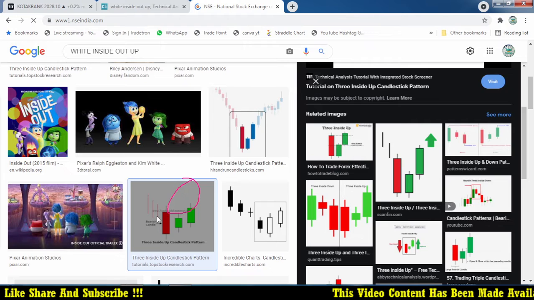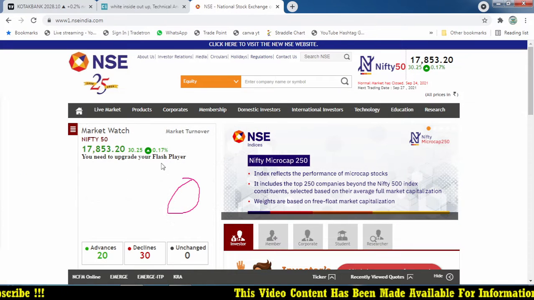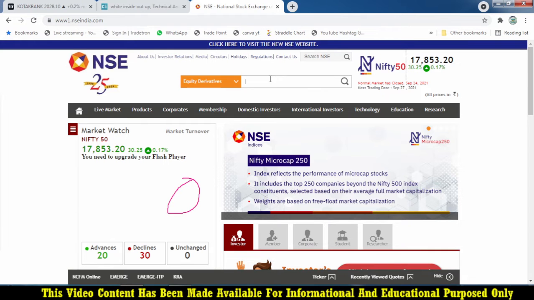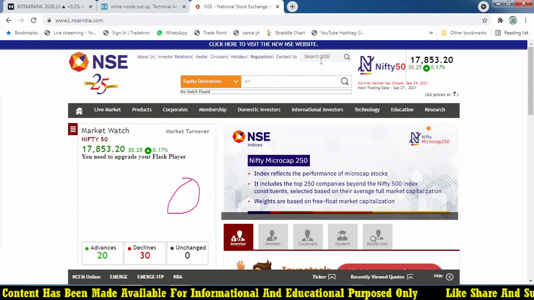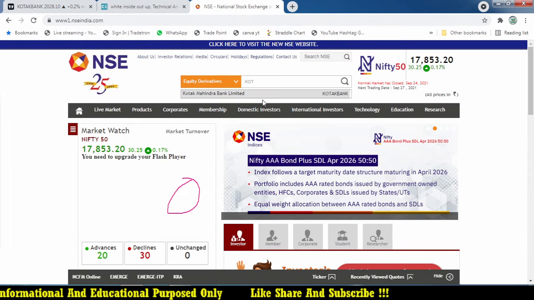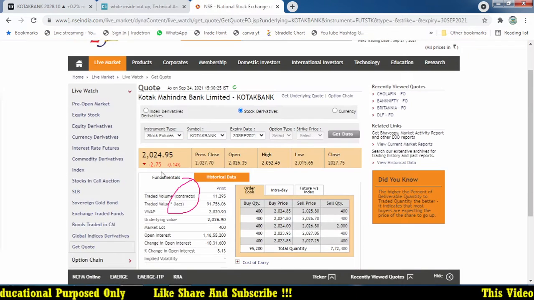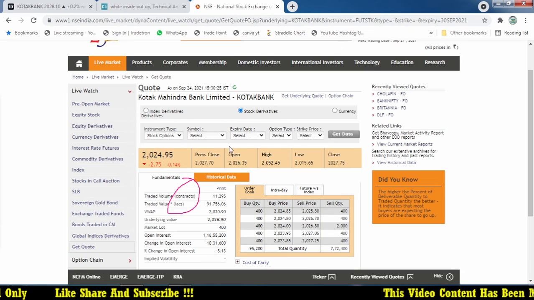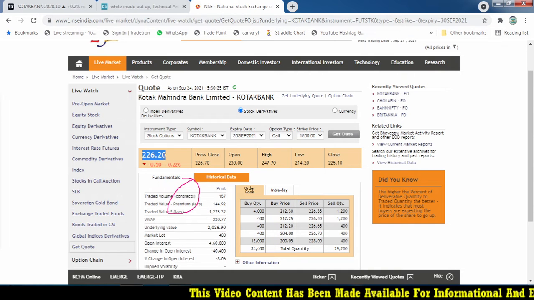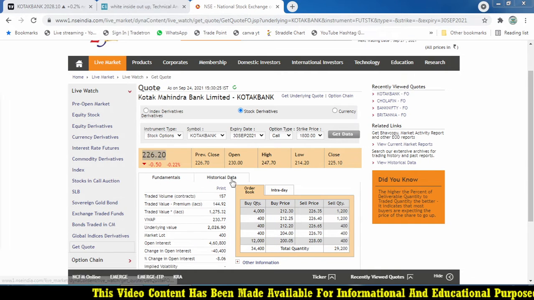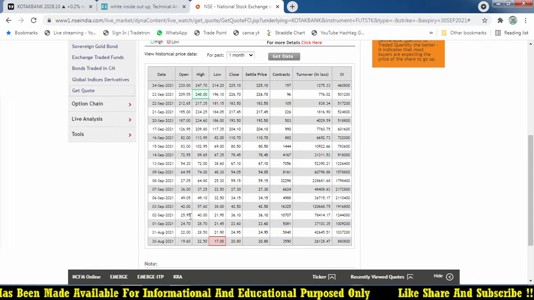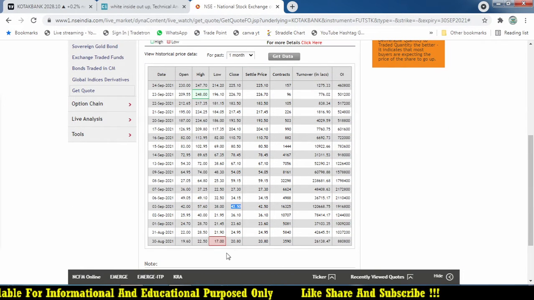So let's open the NSE website. We will see directly instead of checking with the option charts. Let me see here Kotak Bank, 1800 call option. So that is what I'm going to take now. I'm going directly for the stock option and the 1800 call. Currently it is trading at 226 rupees. On 3rd September, I'm going to pick out the last one month of data right now. On 3rd September, it closed at 42.